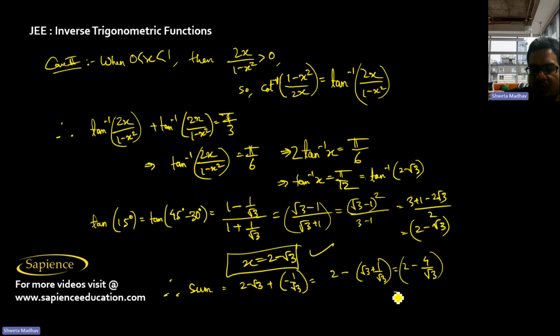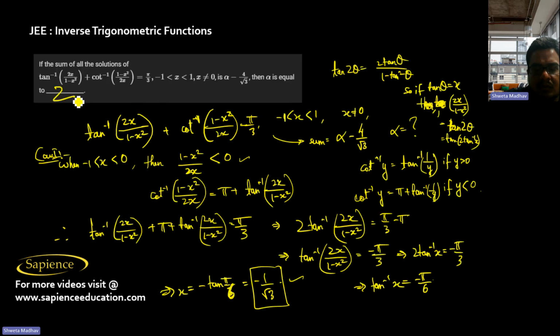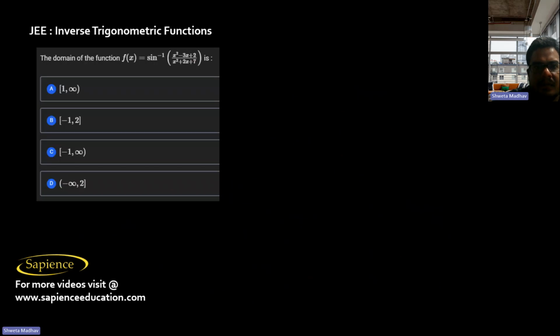So this is equal to, they are saying, alpha minus 4 by root 3. So therefore, the value of alpha is 2. So alpha is equal to 2. So 2 is the answer.